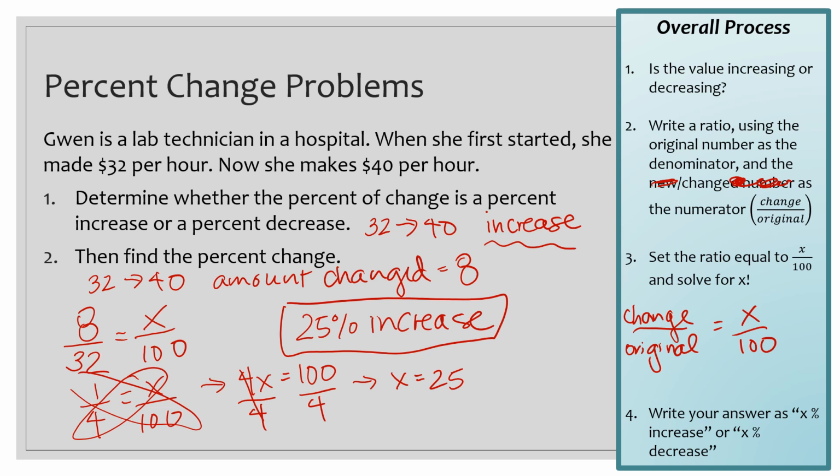So for this one, it doesn't matter if I do 40 minus 32. I don't care if it's positive or negative. I just want to know what was the percentage that changed. So the percent that changed was 8%. My original, or the amount, I'm sorry, the amount of money that changed was $8. Like she got an increase of $8. So I put the increase or the change over the amount she started with, and then that equals x over 100. This is how you do the percent change problems.